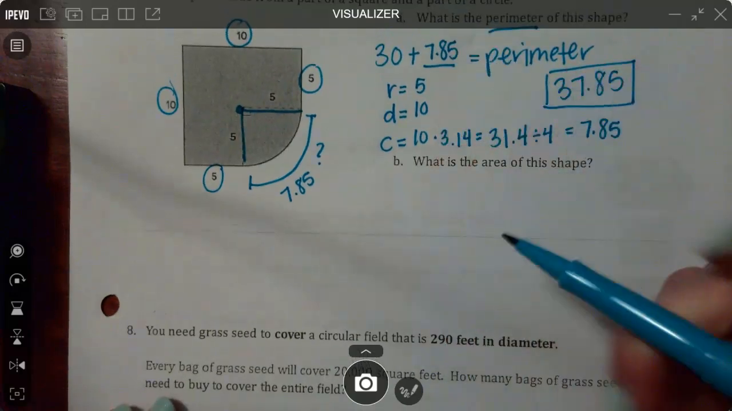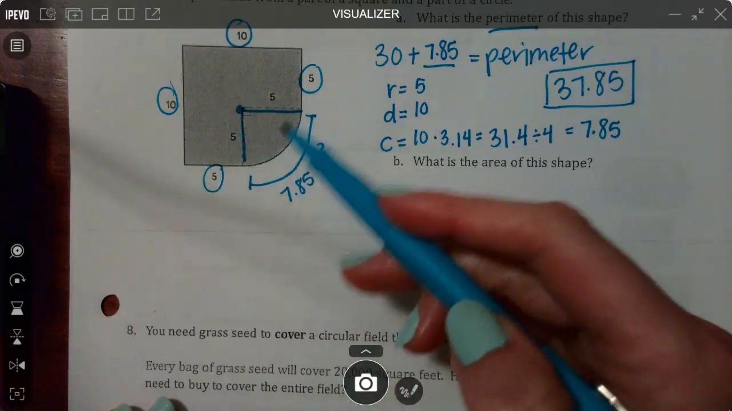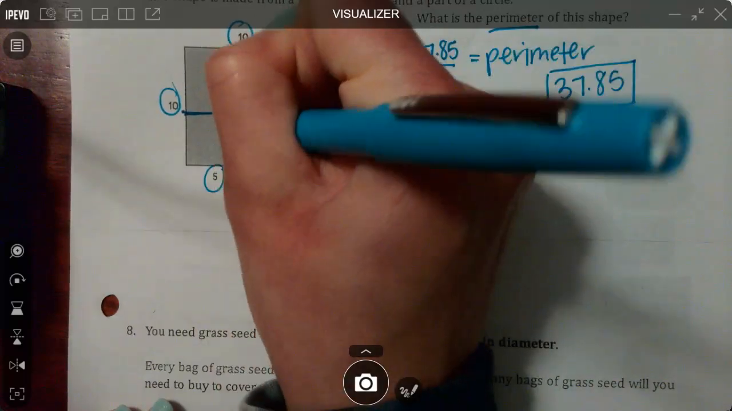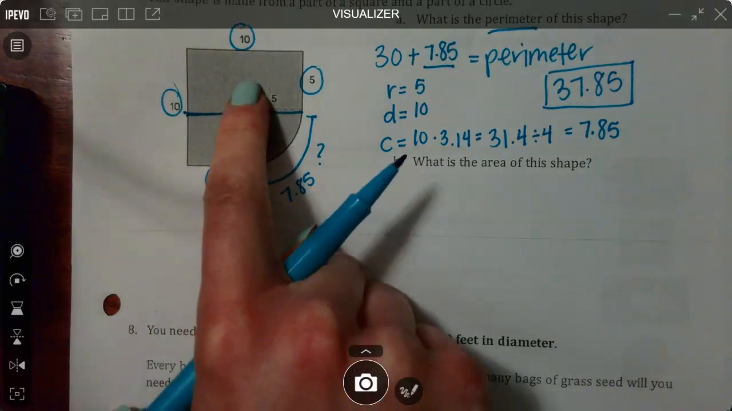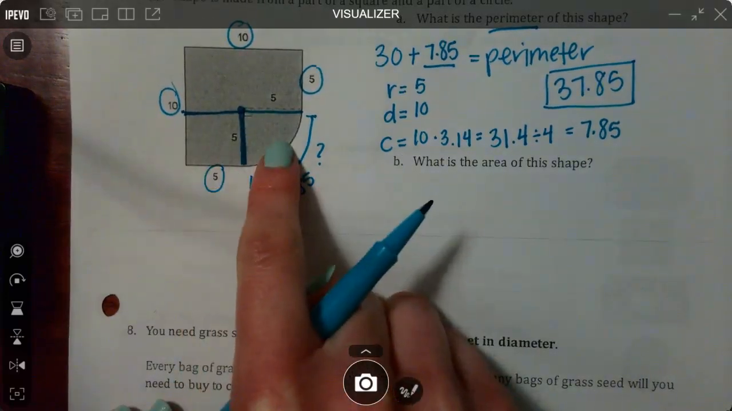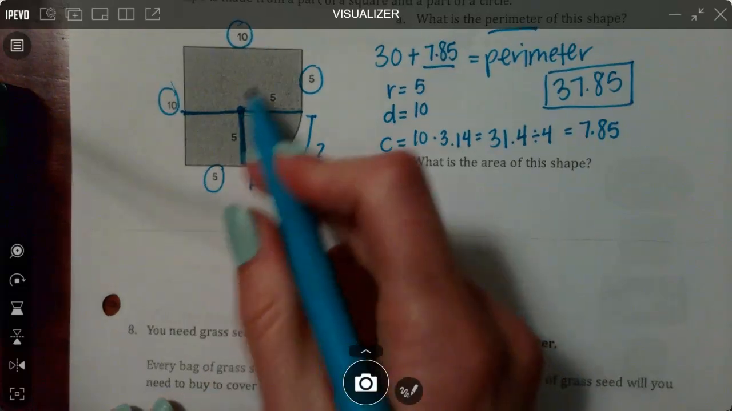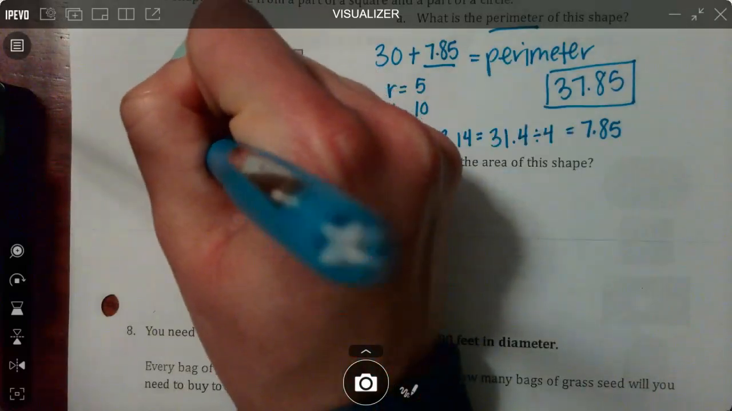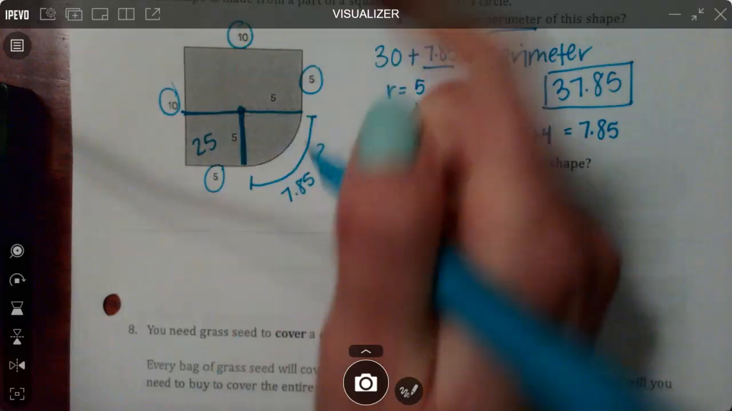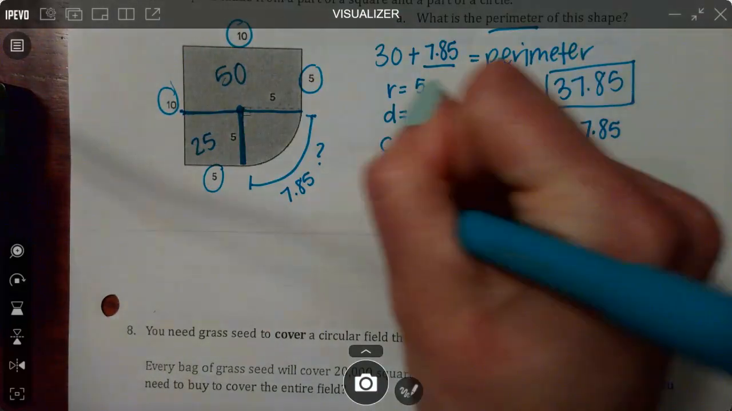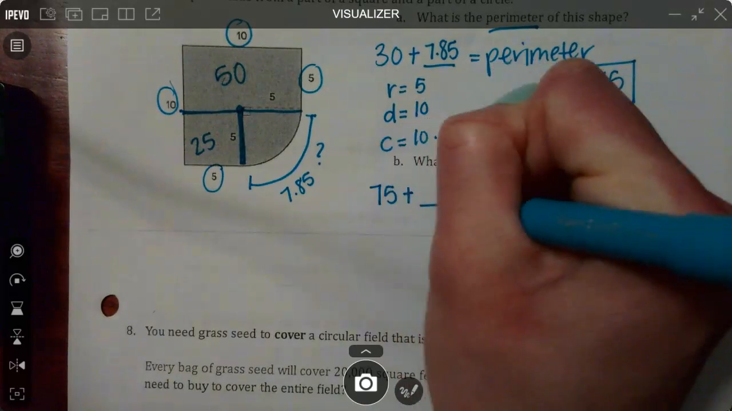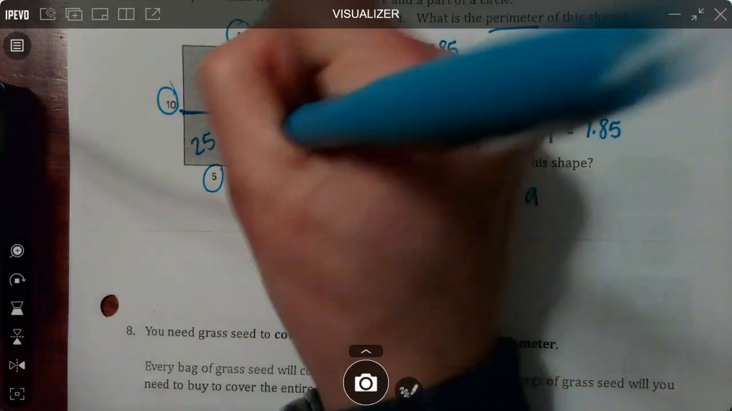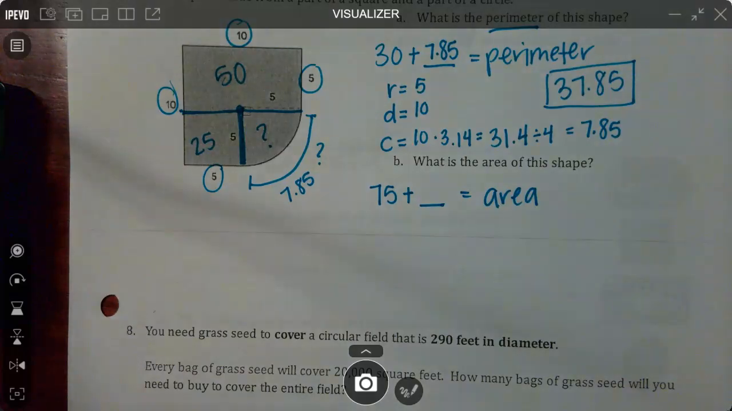Okay, well, now I need to think about the inside, the shaded part. Okay, for this, we're going to cut it up into shapes we know. So I've got 3 shapes now, rectangle, square, and a quarter of a circle. Well, I'm going to quick solve these ones because I know how to find the area of a square and a rectangle. 5 times 5, 25. 5 times 10, 50. So now I know 75 plus something is going to get me my total area. But again, I don't know what that inside something is.